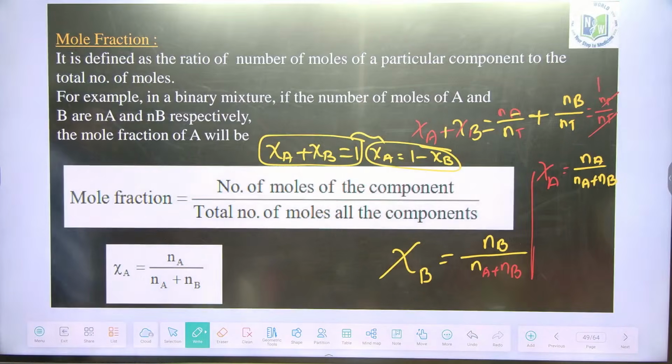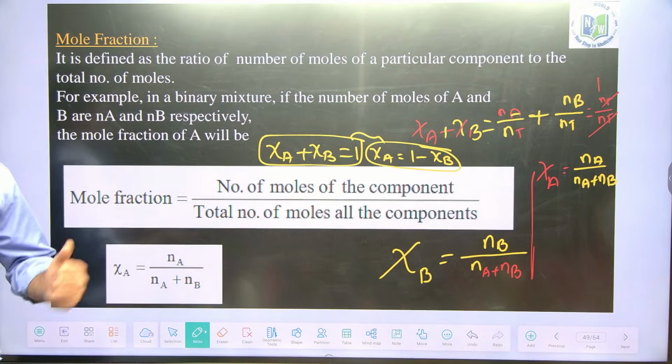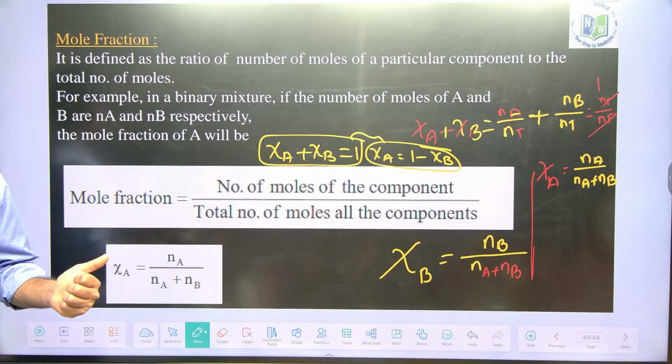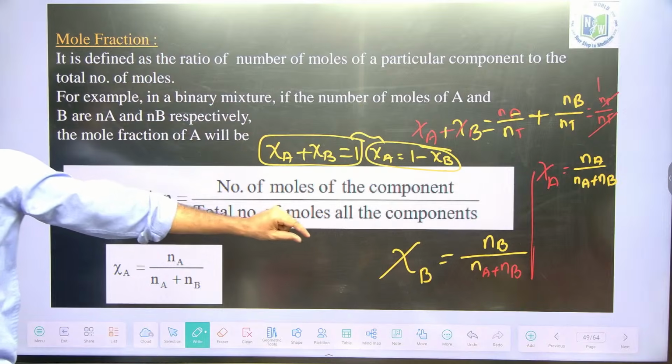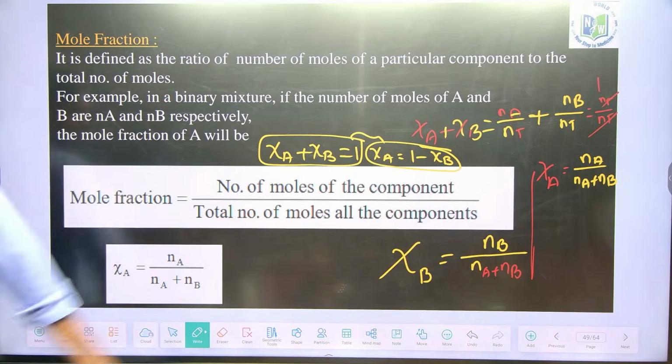Tell me, is it temperature dependent or independent? Independent. Don't write all these things, just understand the formulas. Clear? Next.